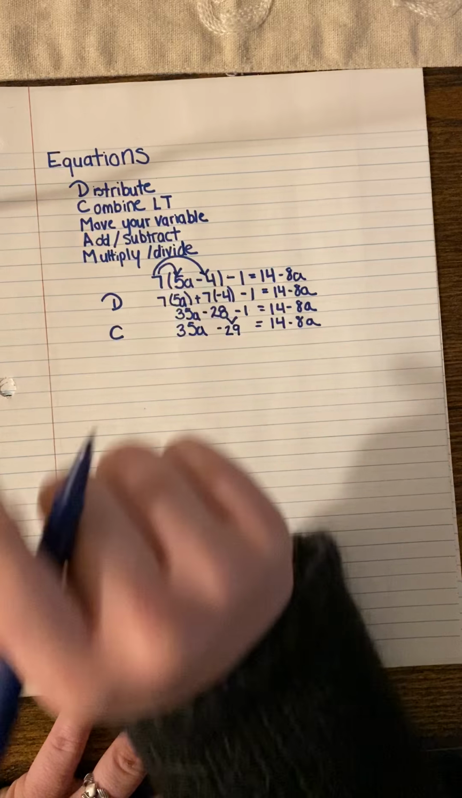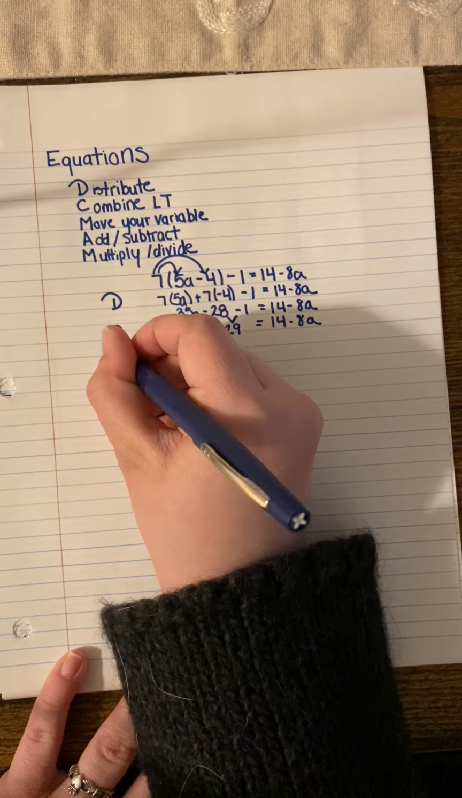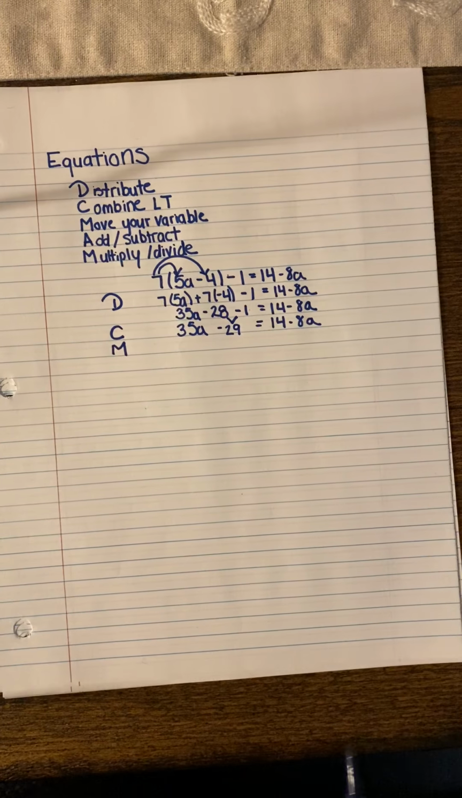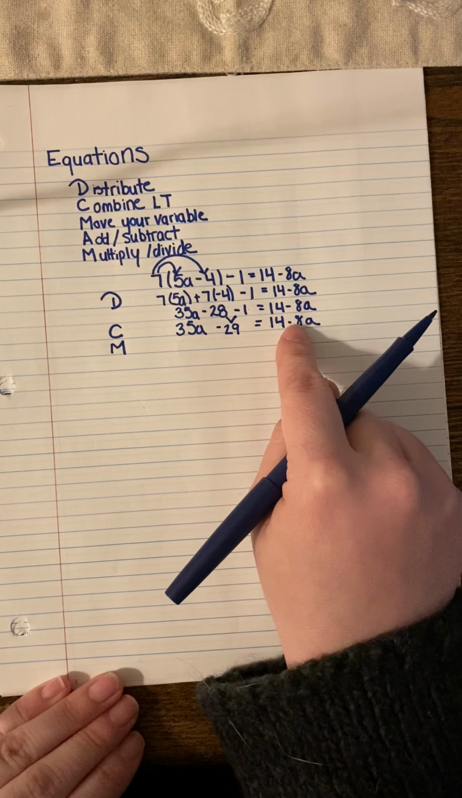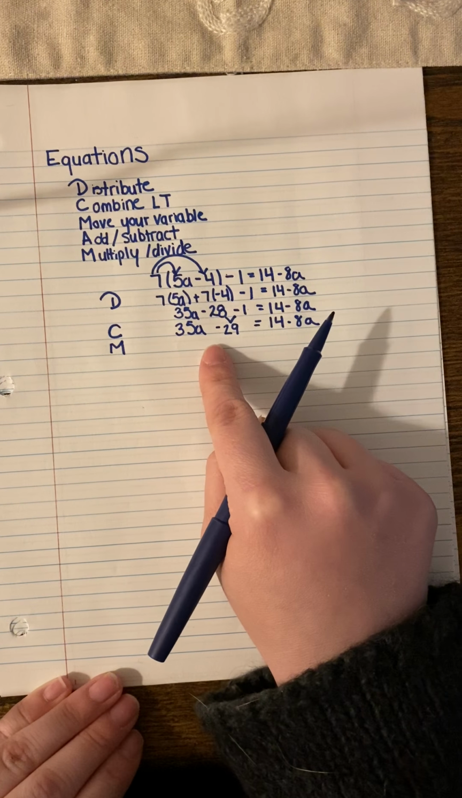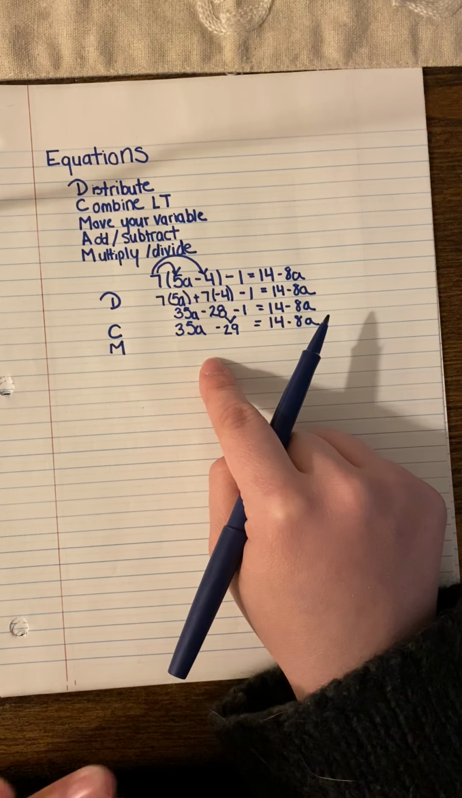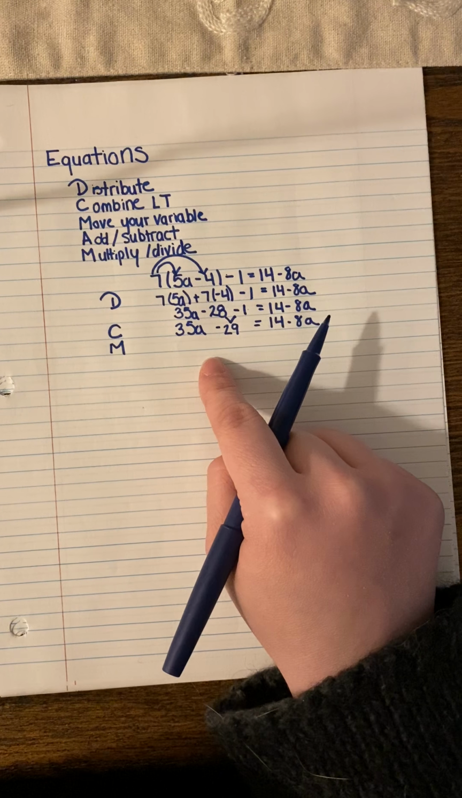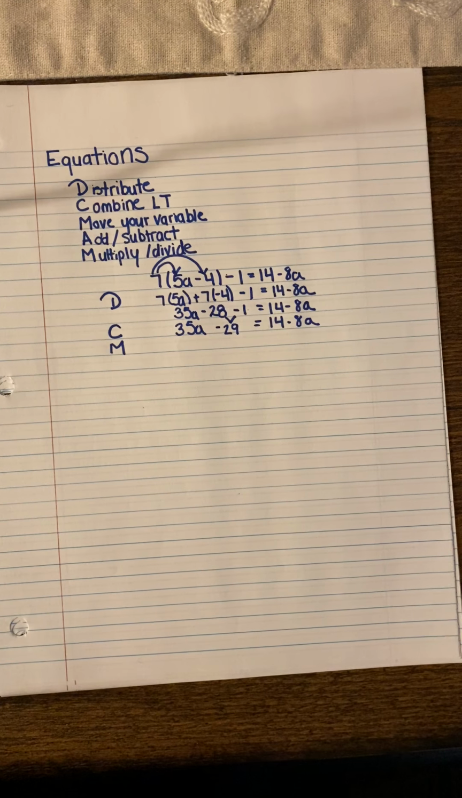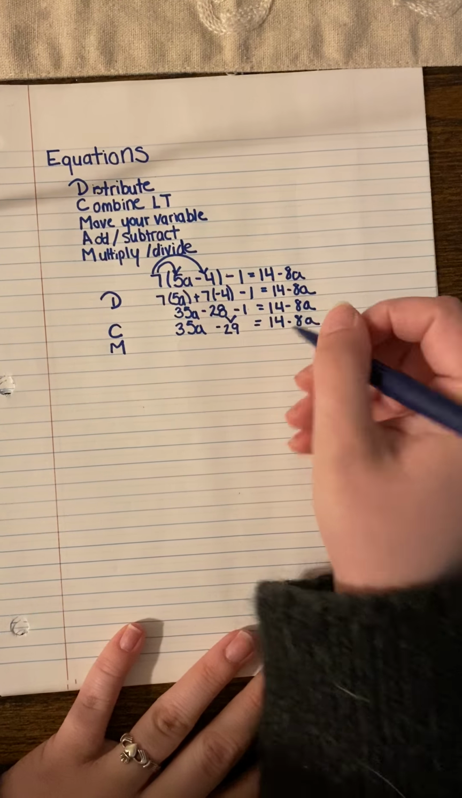I now move on to the M phase, which is move your variable. And we're going to move our variable by doing either addition or subtraction. I like to move my variable that's on the right over to the left. You could do either way, you will get the same answer. But I was always told move from the right to the left. So that's what is ingrained in me. So that's what we're going to do.